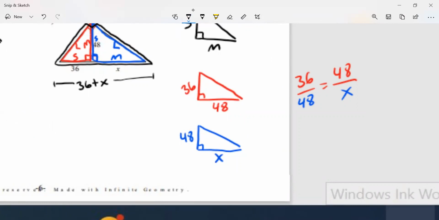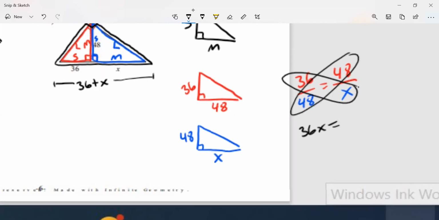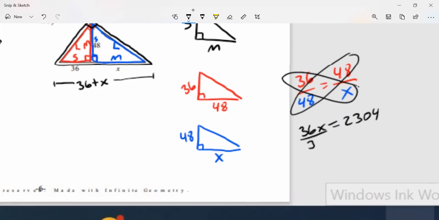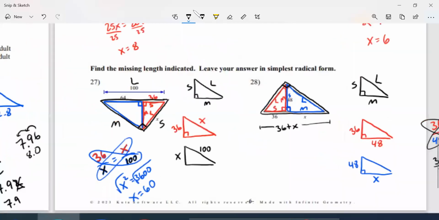Now I'm just going to cross multiply. 36 times X gives me 36X. 48 times 48 gives me 2,304. And then let me divide both sides by 36. And X is equal to 64. That was it.